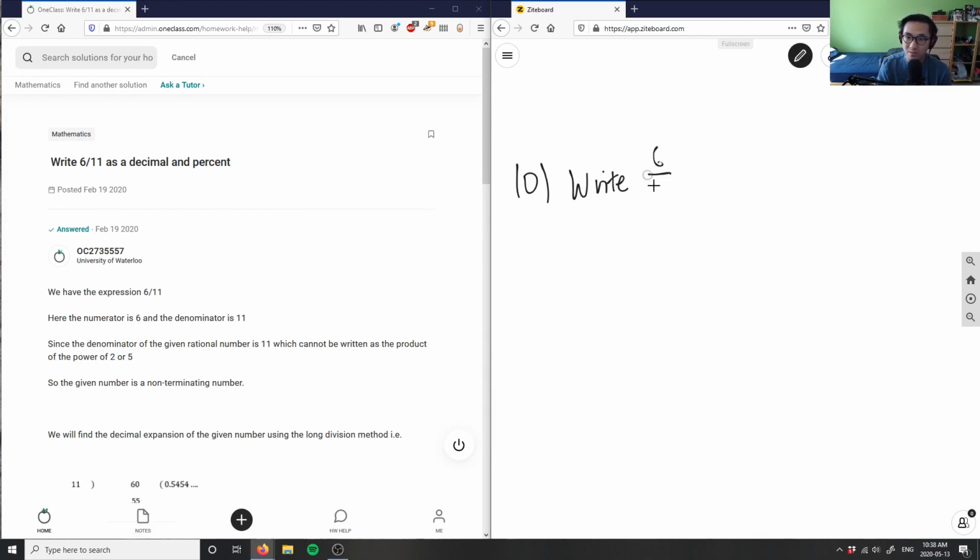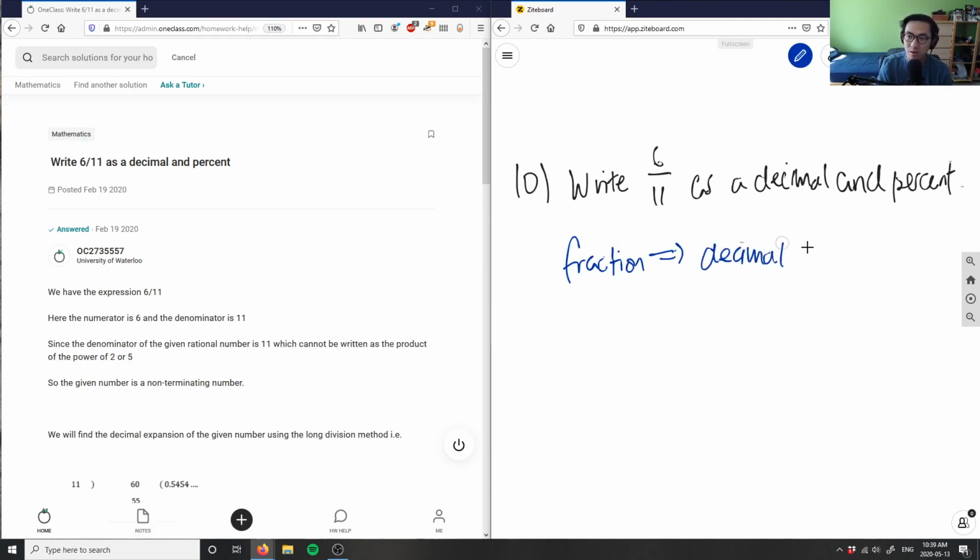Write 6 over 11 as a decimal and percent. So let's change. We're doing 2 different operations here, right? So let's do one first. Let's do this first one here. We want a fraction into a decimal, and then into a percent, right?